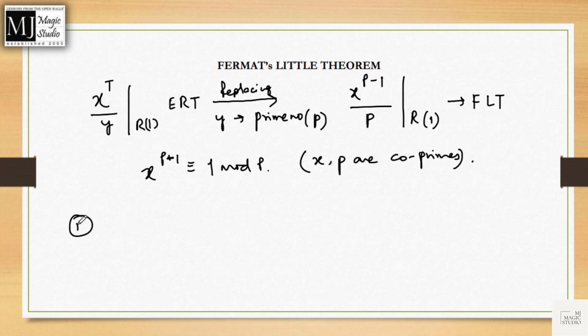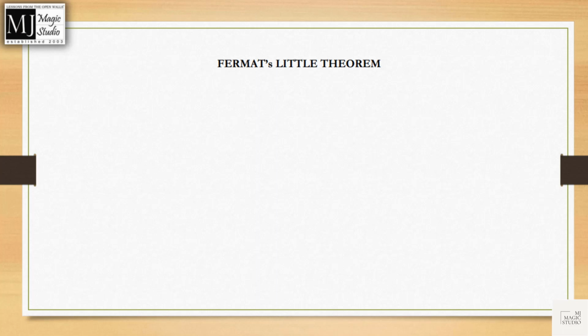We'll also do a few examples for this theorem. 3 to the power 4 is divided by 5. Now 5 is a prime number, check. 4 is the totient number of 5, check. 3 and 5 are co-primes, check. We can straight away say that the remainder is 1 according to Fermat's little theorem. Let's solve a few more examples to get a grip on this.